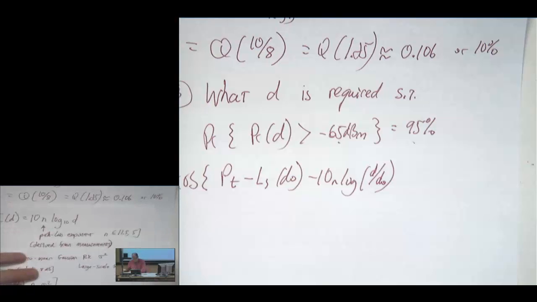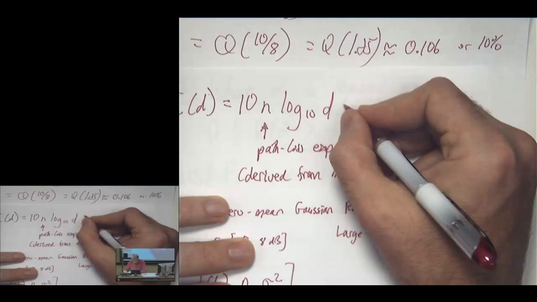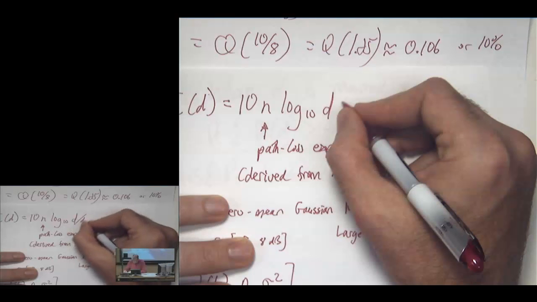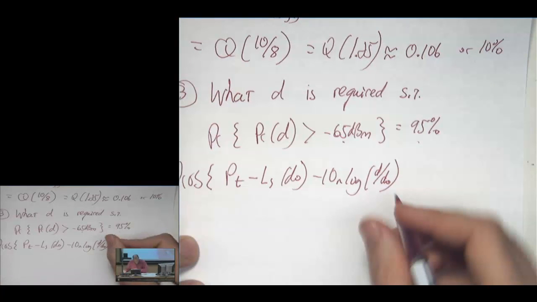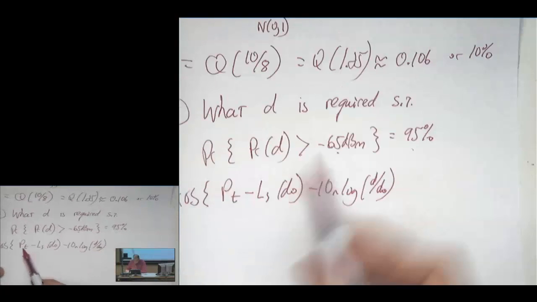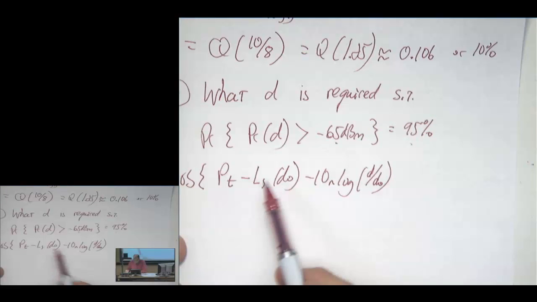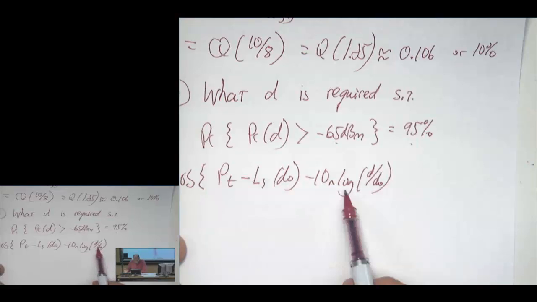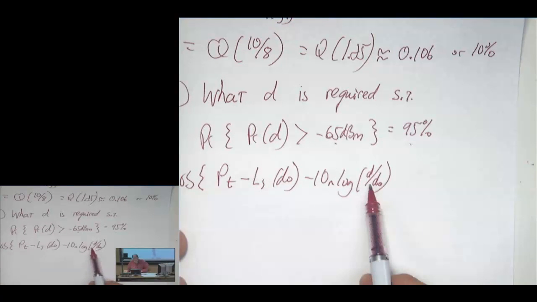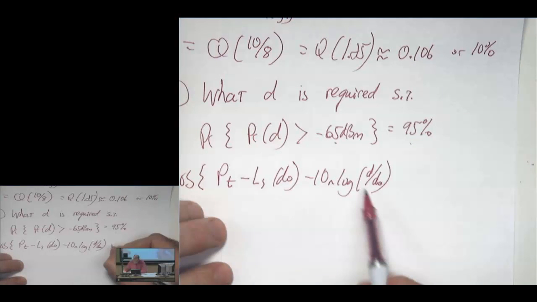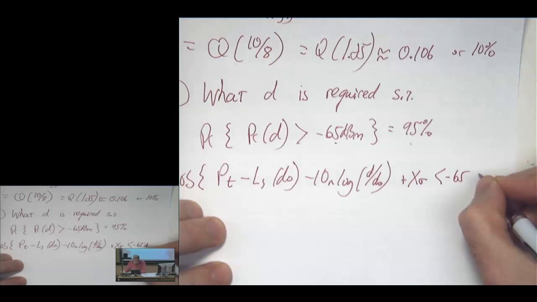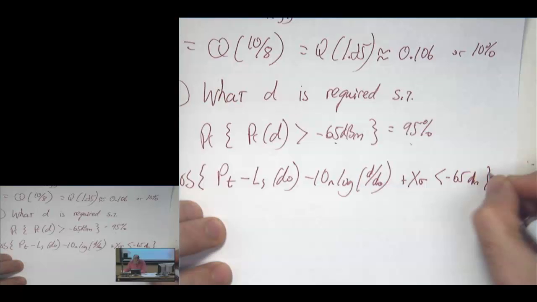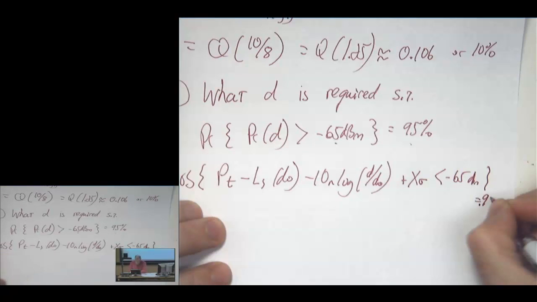Yeah, this is why the units here were bothering me. I have to divide through by that reference distance here. That gets rid of the meters. Okay. Oh, sorry about that. All right, so now transmit power minus reference distance power minus 10 log d over d naught here, plus this random variable x of sigma should be less than minus 65 dBm here, 95% of the time. So that should be equal to 0.95 here.